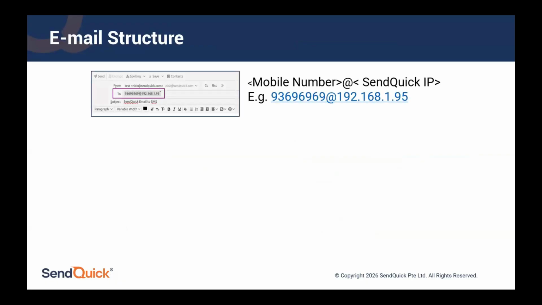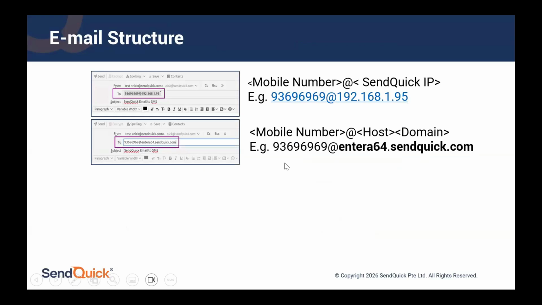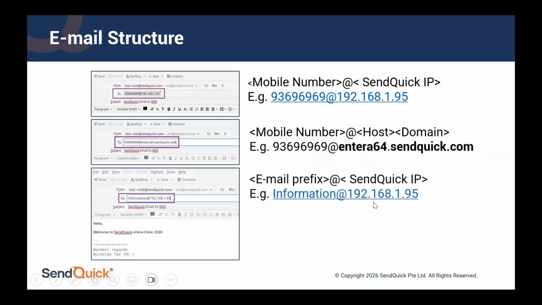So the common email structure for alerts to be sent to SendQuick from your SolarWinds will use the format followed by the mobile number and followed by the SendQuick IP address. Or you can go by followed by numbers followed by the SendQuick host and domain name. And you can have descriptions followed by the IP address, like for information or for server down or UPS at the SendQuick IP address. These are the common email structures.